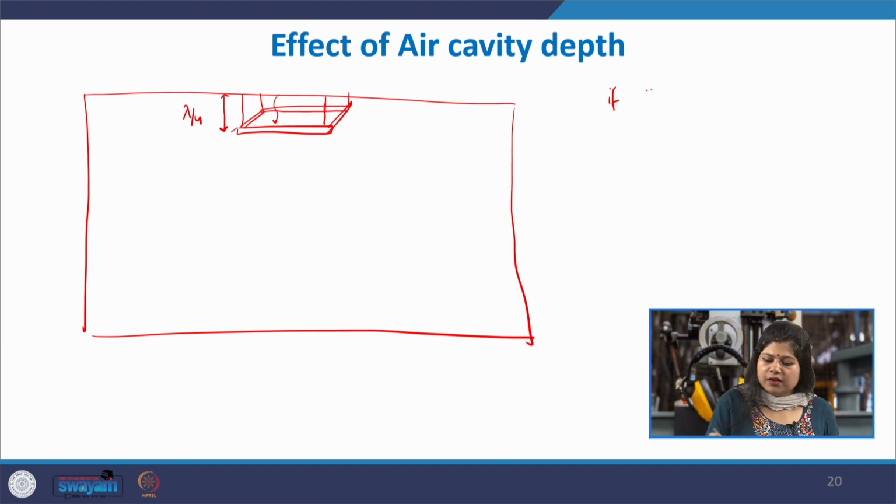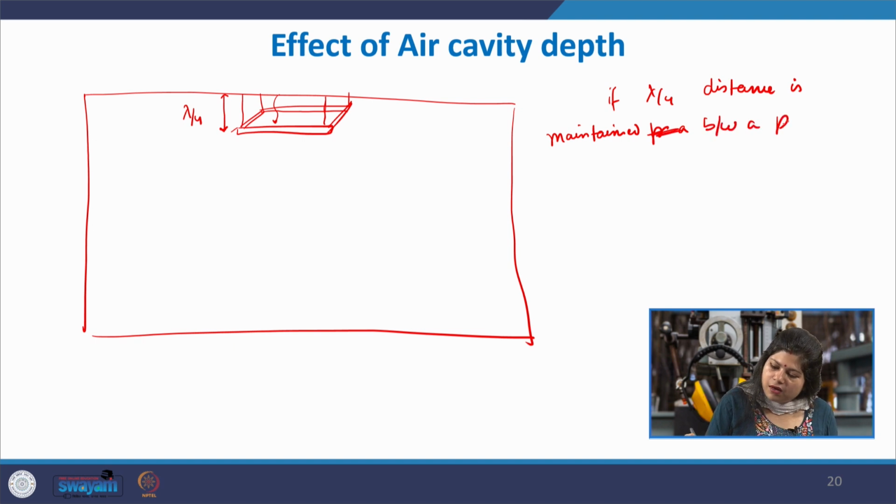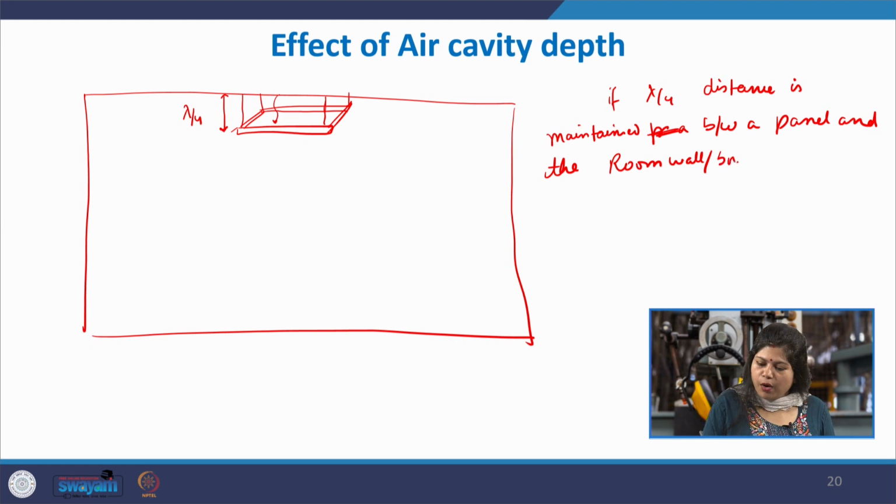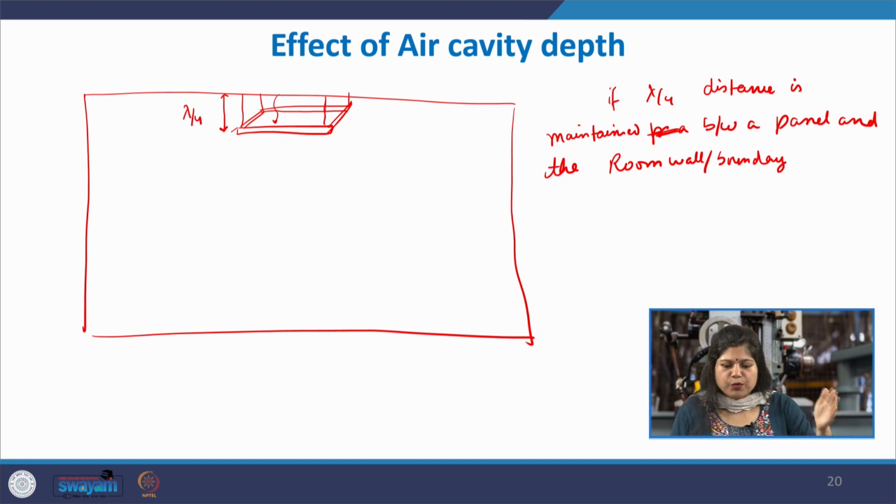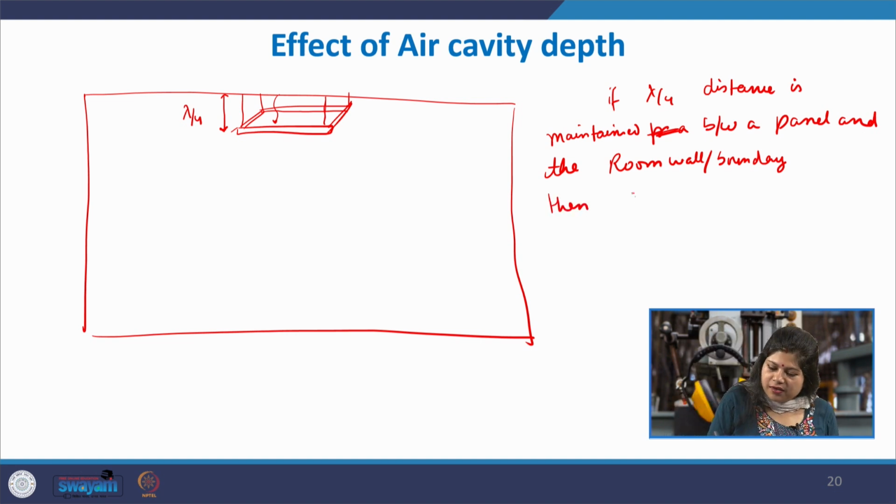So, if the lambda by 4 distance is maintained between a panel and the room wall or the room boundary, then the absorption enhances and reaches the maximum value.